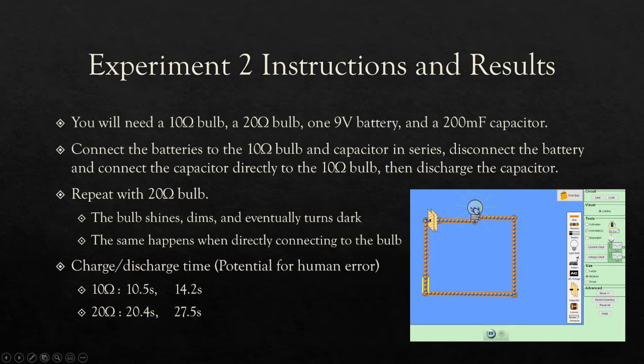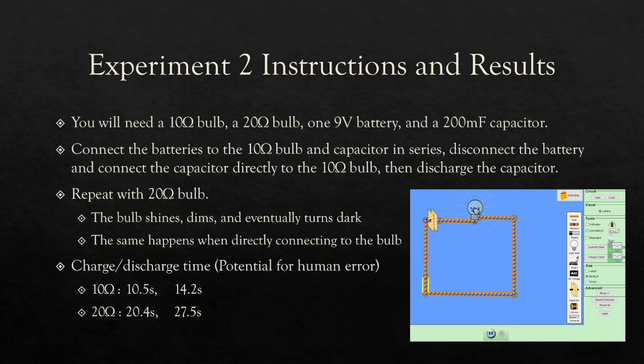For experiment 2, you'll need a 10 ohm bulb, a 20 ohm bulb, one 9 volt battery, and a 200 millifarad capacitor. Connect the batteries with a 10 ohm bulb and capacitor in series. Disconnect the battery and connect the capacitor directly to the 10 ohm bulb, then discharge the capacitor. Repeat with the 20 ohm bulb.